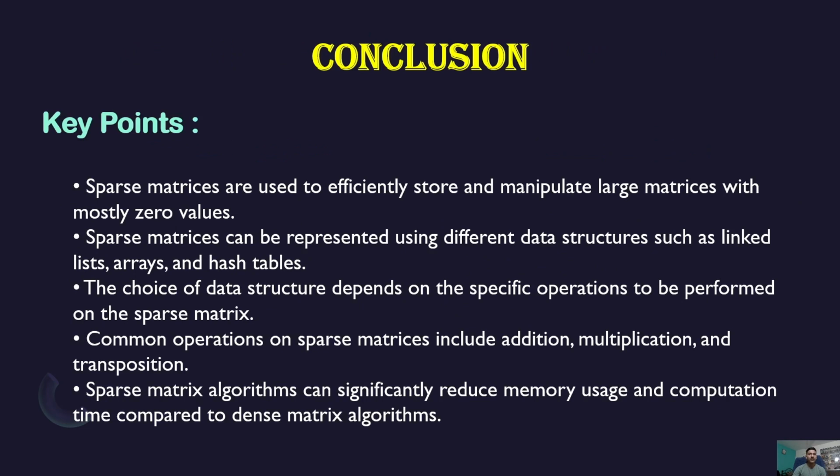Conclusion. Key points: sparse matrices are used to efficiently store and manipulate large matrices with mostly zero values. Sparse matrices can be represented using different data structures such as linked lists, arrays, and hash tables. The choice of data structure depends on the specific operations to be performed on the sparse matrix. Common operations on sparse matrices include addition, multiplication, and transposition. Sparse matrix algorithms can significantly reduce memory usage and computation time compared to dense matrix algorithms.